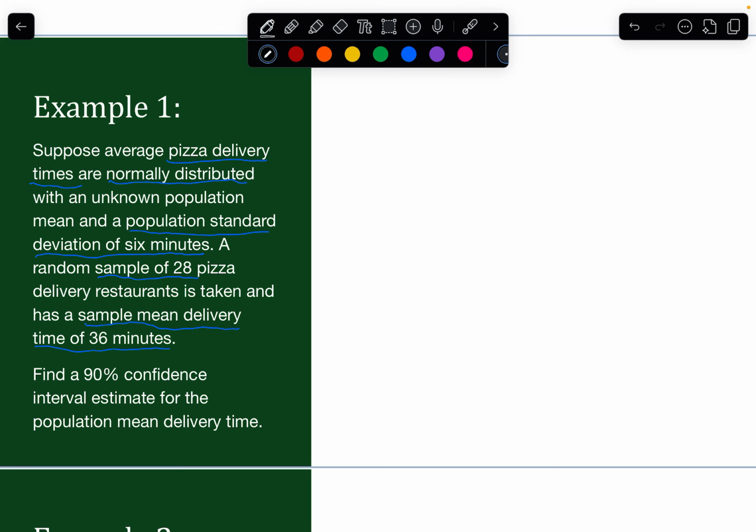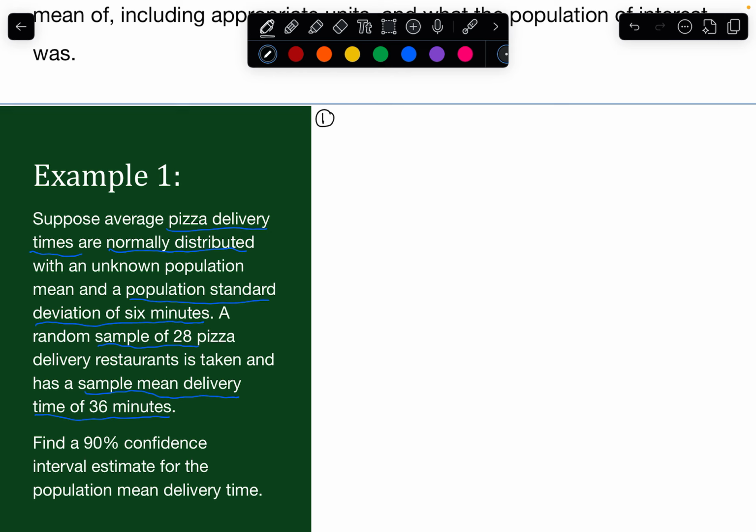So first let's write that down. So we know X equals delivery time. And we know X is normally distributed. We know we have a population standard deviation of 6 minutes. We know we have a sample size of 28 pizza times and a sample mean of 36 minutes.